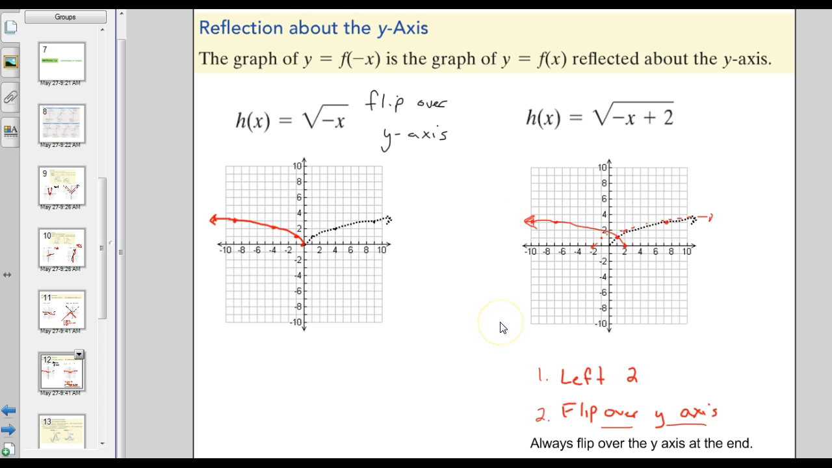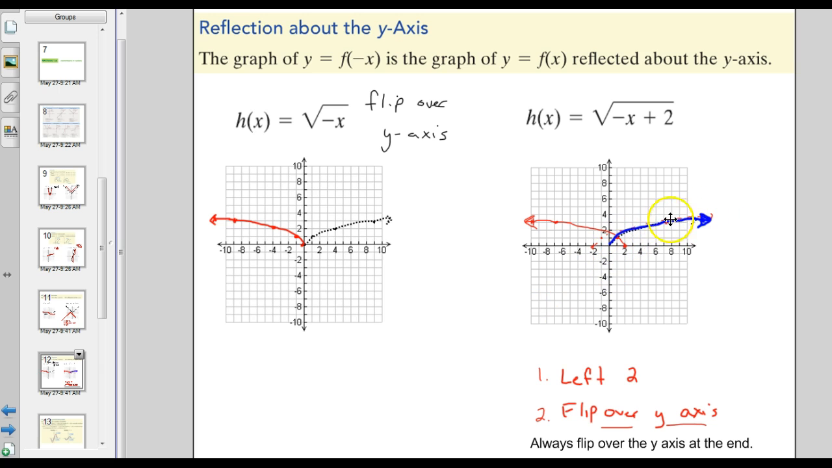Now, let me just show you hypothetically, what if I didn't do it in that order? What if I did it in the order of operations and flipped over the axis first, then moved to the left? What would that look like? Alright, we'll do this one in blue. So let's think that if I tried to do this with order of operations and I didn't do the flip over the y-axis at the end like we're supposed to. So again, this is what not to do. Don't do this. So here's the blue one.